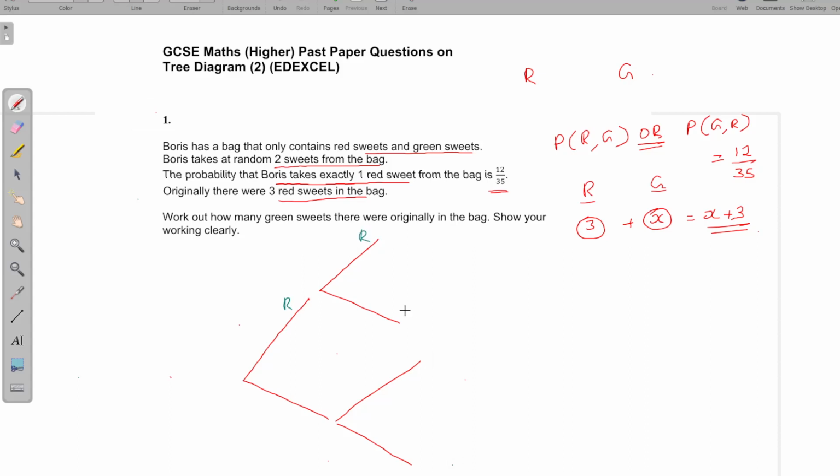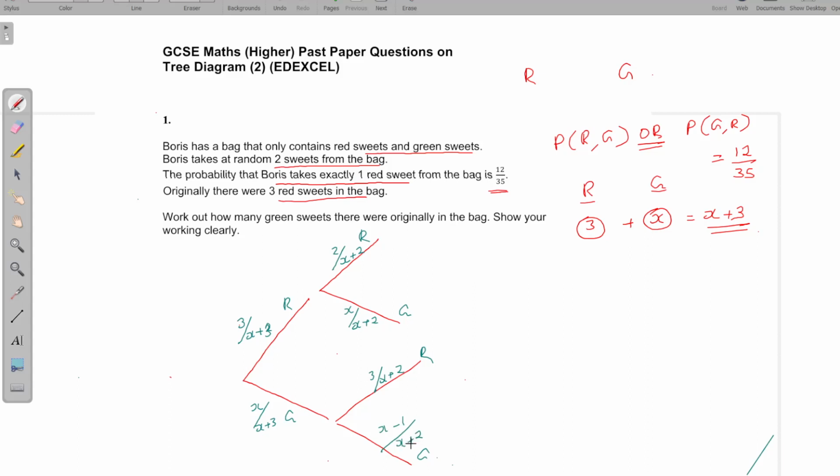Red, red, green; green, red, green. Total is x plus 3, so getting a red on the first pick is 3 over x plus 3. The second is 2 over x plus 2, because the total would have gone down by 1 as it's not replaced. Here x over x plus 3. This is x over x plus 2. This is 3 over x plus 2. And that will be x minus 1 over x plus 2.